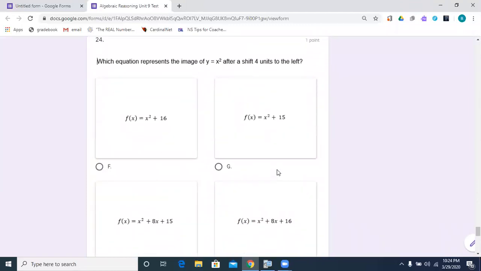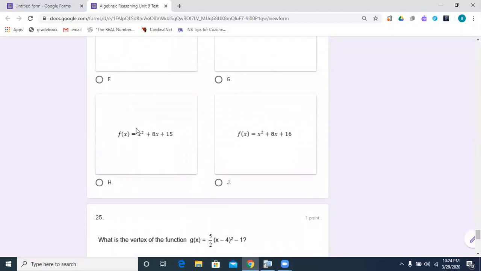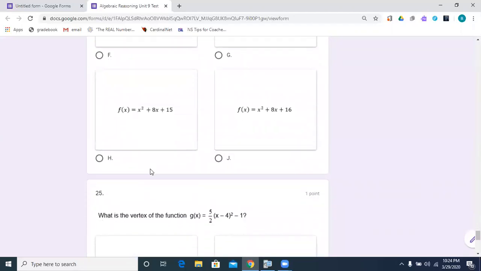Number 24. Which equation represents the image of y equals x squared after a shift 4 units to the left? F, f of x equals x squared plus 16. G, f of x equals x squared plus 15. H, f of x equals x squared plus 8x plus 15. J, f of x equals x squared plus 8x plus 16.